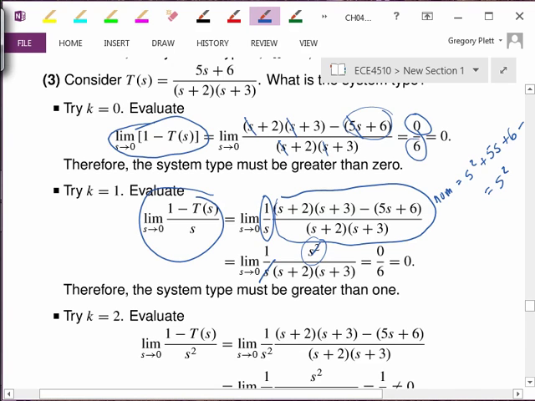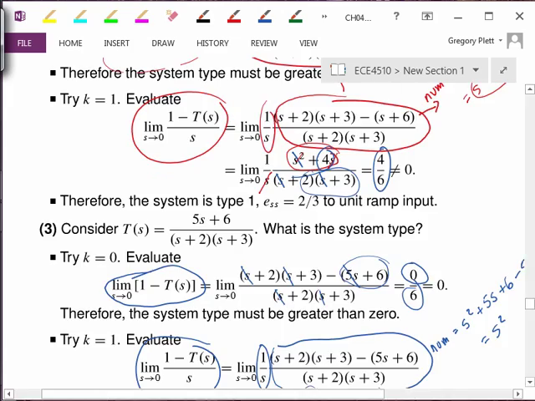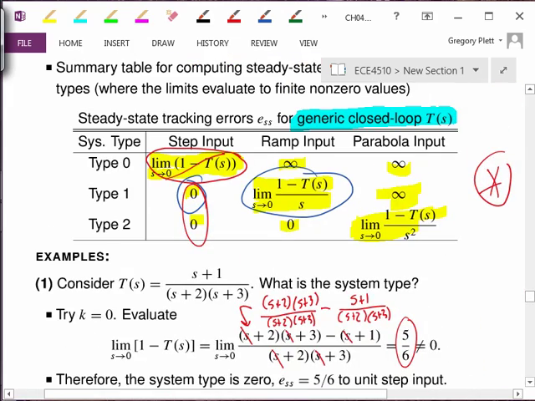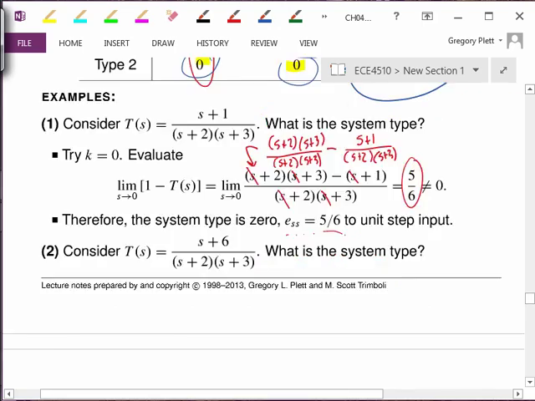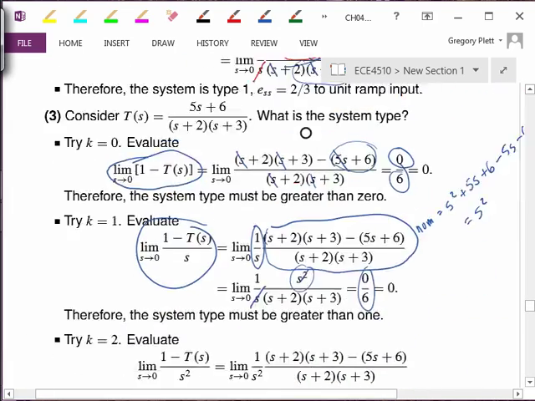And I substitute s goes to 0. The numerator is s, which is 0. Denominator is 6. The answer is 0 steady state error to a ramp input. So we have to then go back to the table and say, well, I tried a step input, I got 0 steady state error. I tried a ramp input, I got 0 steady state error. So my system type must be at least 2, maybe it's higher than 2. So let me try this parabolic input and see if I get a non-zero value there.